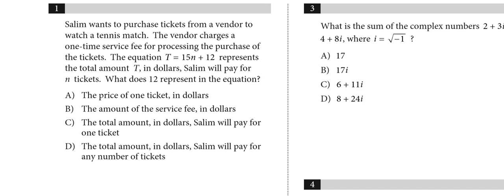Alright, let's see how we did. Celine wants to purchase tickets from a vendor to watch a tennis match. The vendor charges a one-time service fee for processing the purchase of the tickets. Given a linear equation represents the total amount in dollars Celine will pay.